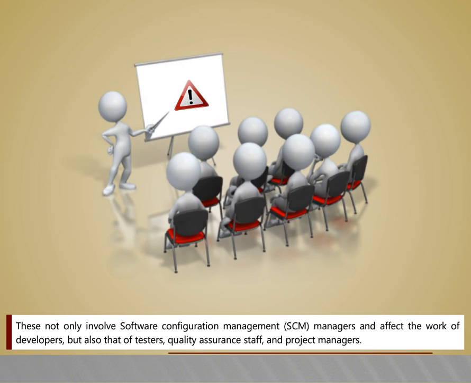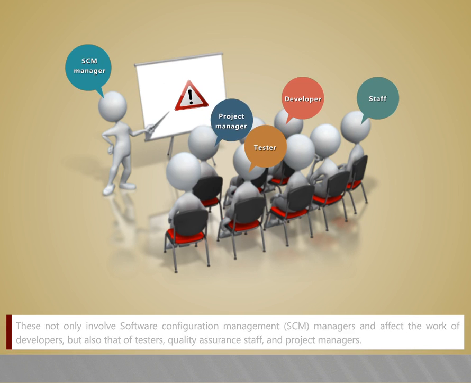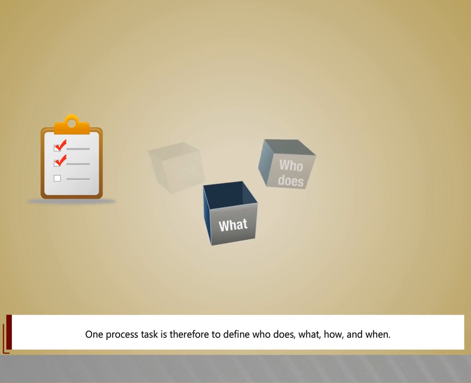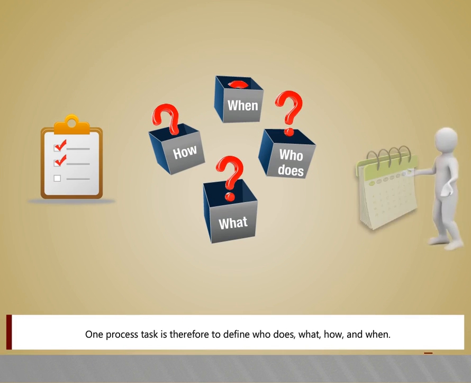These not only involve software configuration management (SCM) managers and affect the work of developers, but also that of testers, quality assurance staff, and project managers. One process task is therefore to define who does what, how, and when.